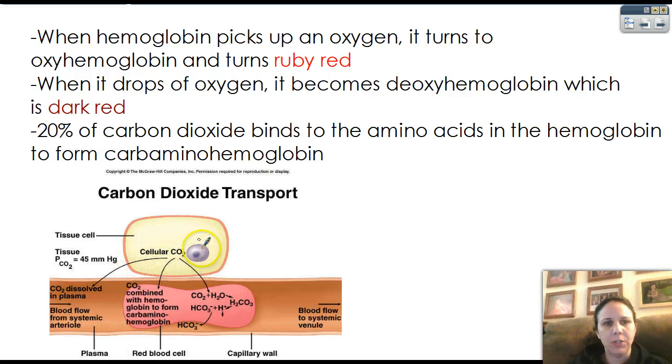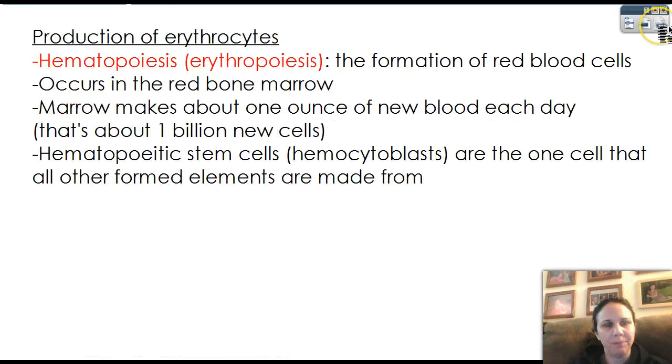So when a cell produces CO2 from the Krebs cycle, the electron transport chain, some of it goes into the plasma and just kind of chills in there. Some of it goes into the red blood cell, combines with hemoglobin to form carbaminohemoglobin, and then some of it also forms carbonic acid, which makes the blood slightly acidic, and that's why we have buffers and things to make sure it doesn't get too acidic. If your blood gets too acidic, bad things begin to happen.